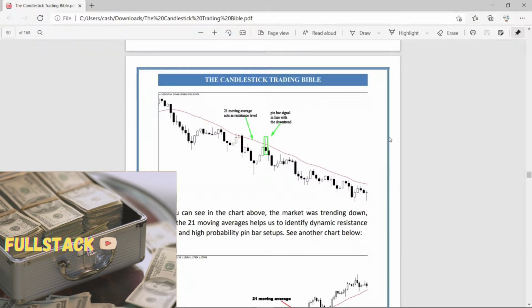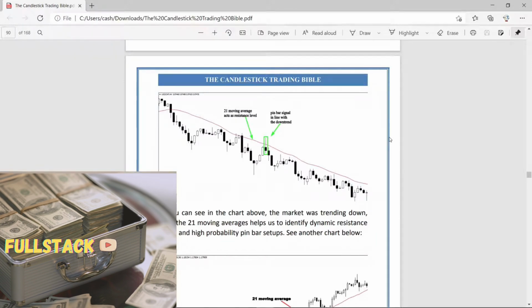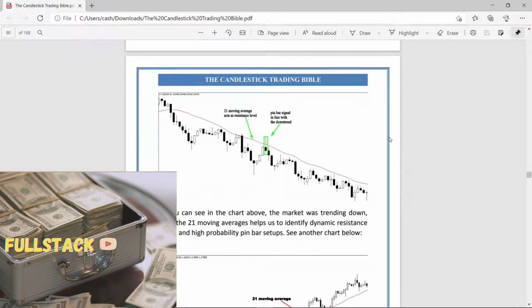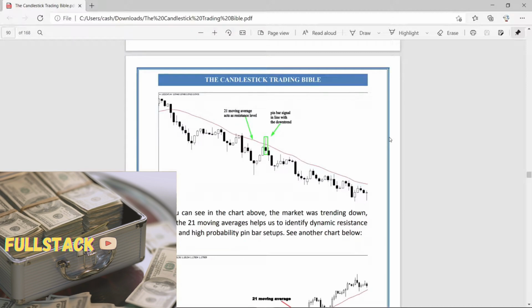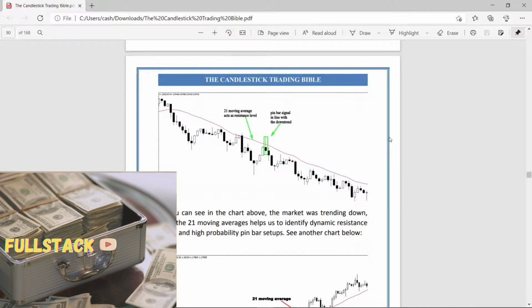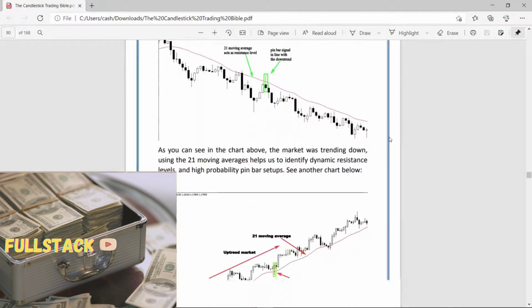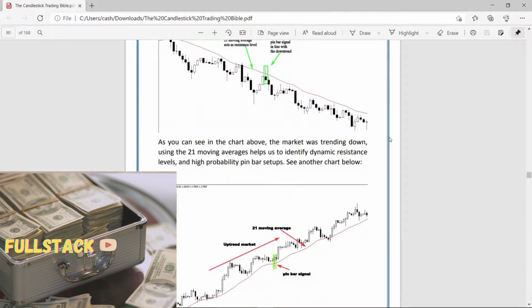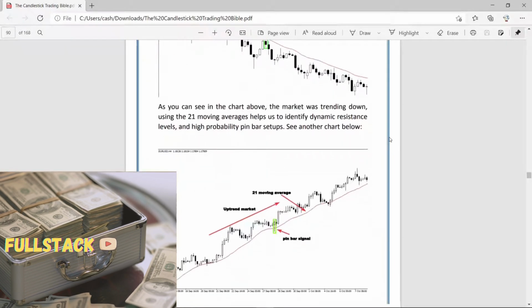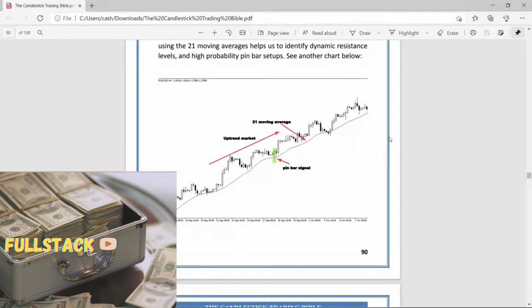So as you can see in the chart above, the market is trending down. Using the 20-hour moving average helps us to identify dynamic resistance levels and high probability pin bar setups. Dynamic resistance levels are basically resistance levels that are not constant, not static, they move. They're constantly changing as the market moves, so the moving average is a dynamic resistance. It's always adjusting to how the market is, as opposed to support and resistance the way we normally do it, where it's just one straight line that doesn't move or change. Support is support, resistance is resistance.